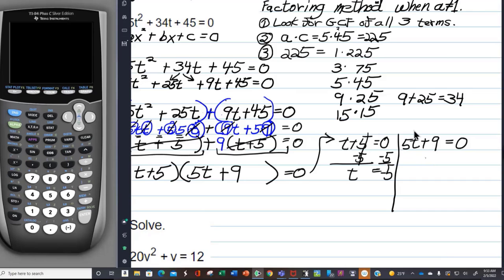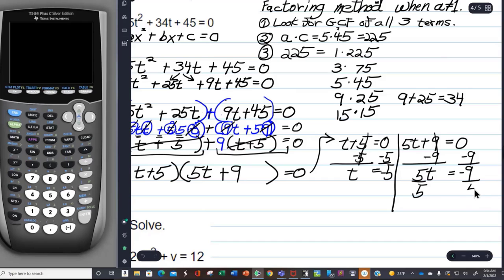That one's done. This one takes a little more cogitating. First, I have to isolate my t term, so I subtract 9, and I subtract 9. And what that gives me is 9 minus 9 is 0, so I'm left with 5t equals 0 minus 9 is negative 9. Now I divide by 5, and I divide by 5. So t equals negative 9/5. And so my solutions are negative 5 and negative 9/5. You see why nobody likes this.